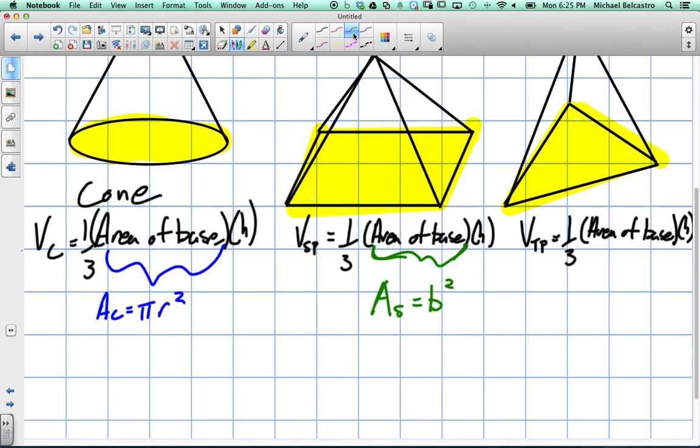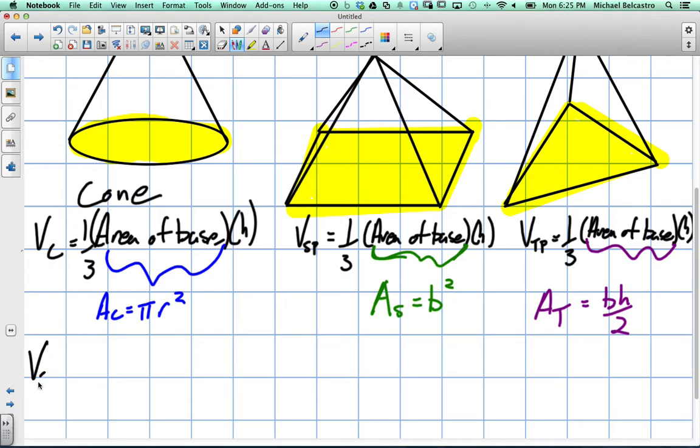And finally, area of this base. Well, the area of a triangle is base times height divided by 2, or multiplied by a half, however you want to look at it. Okay? So we can build each of these, and each of these formulas are going to look different.